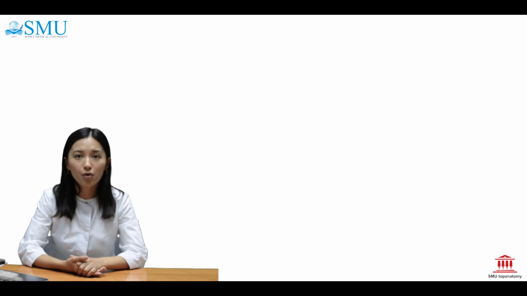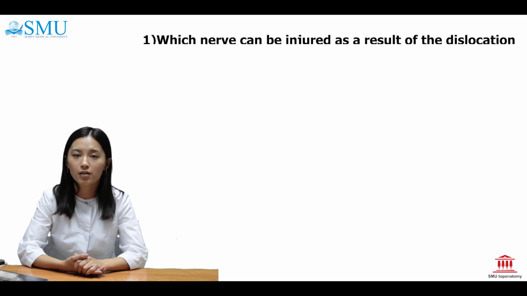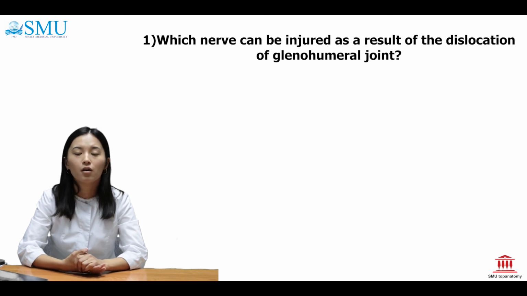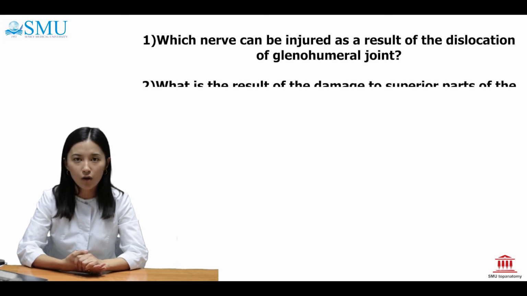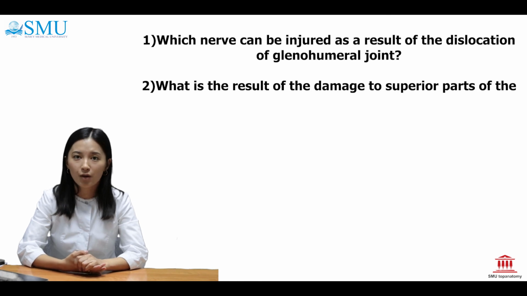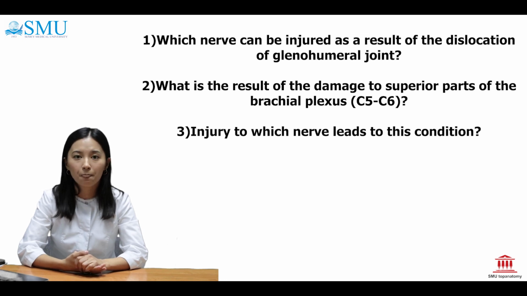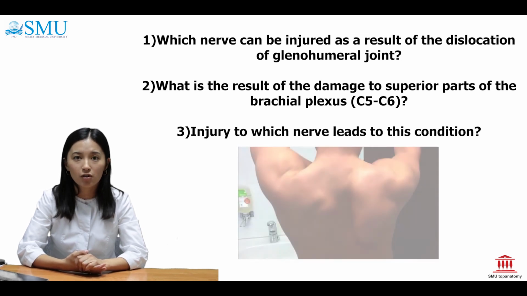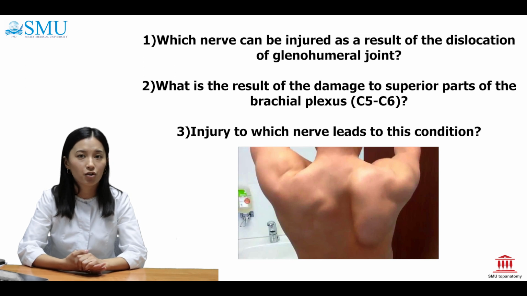Okay, now we have 3 questions for you after this lecture that you need to answer. The first one is, which nerve is damaged as a result of the dislocation of humeral joint? Number 2, what is the result of the damage to upper parts of the brachial plexus, C5 and C6? And number 3, nerve of which damage leads to this condition, the condition on the picture?